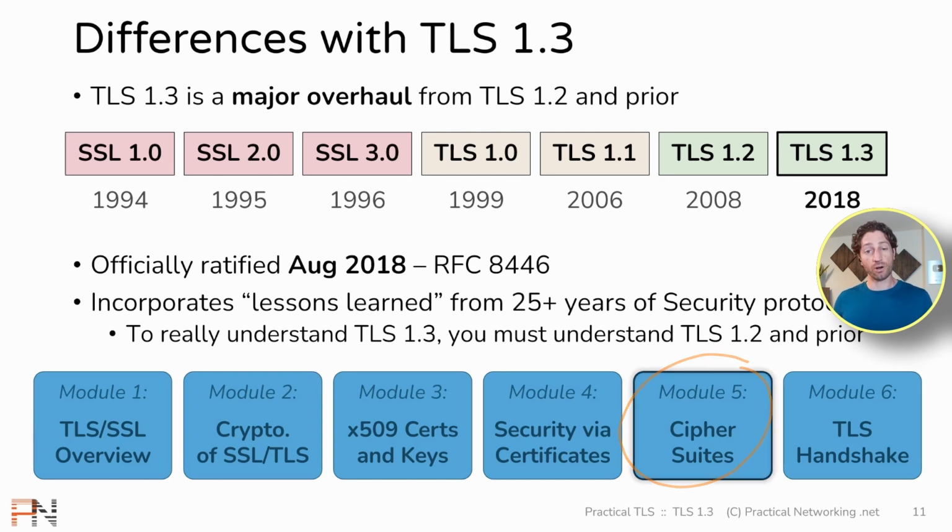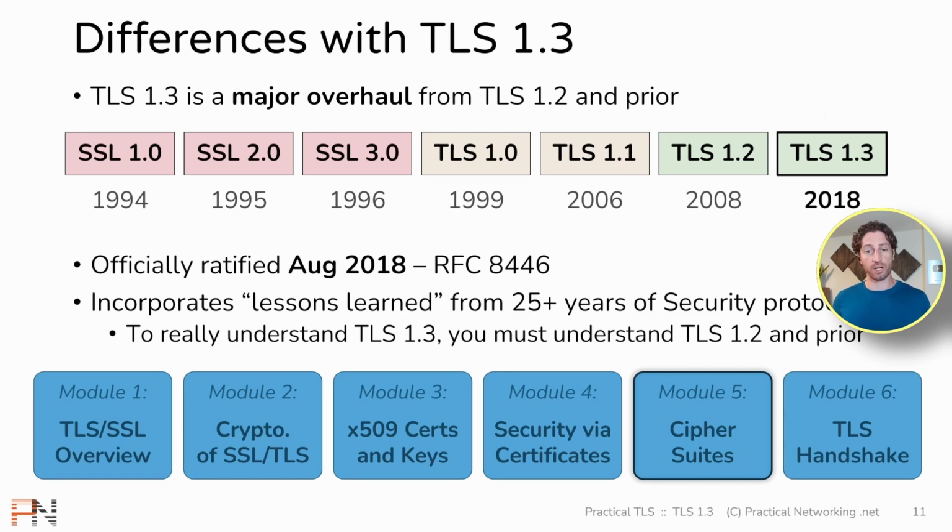And there's not actually all that much that changes in Module 5. Everything we unpacked about how symmetric encryption works, and stream ciphers versus block ciphers and HMAC, all of that still applies. The only thing really that changes is the definition of what a cipher suite is changes in TLS 1.3, and don't worry, we'll be exploring that shortly.